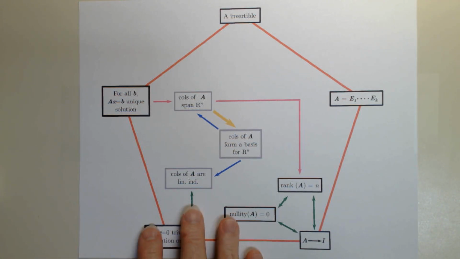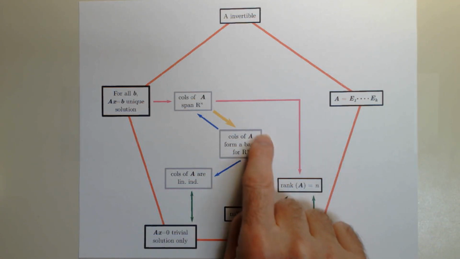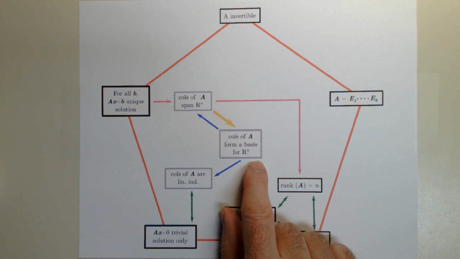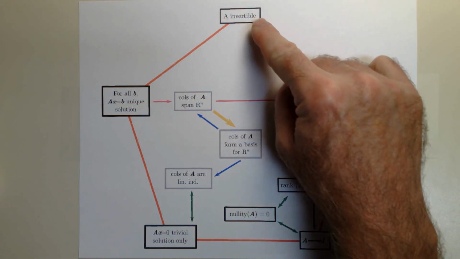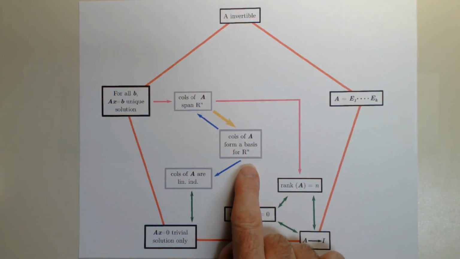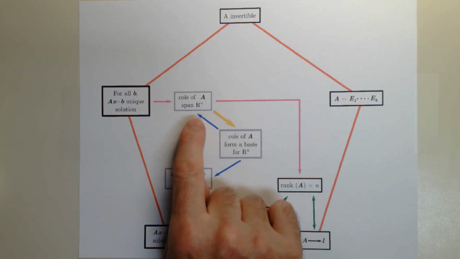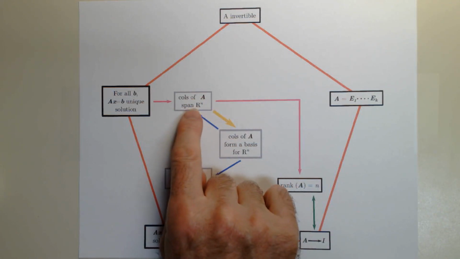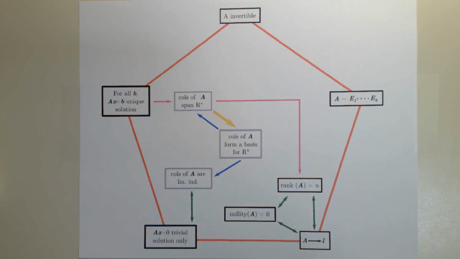Now, if we stopped our argument here, we would not quite be done. The statement that the columns of A form a basis for Rn would have no arrow directed into it. In other words, there'd be no way of knowing that if A is invertible, the statement that the columns of A form a basis for Rn would be true. And so we're going to remedy this by showing the existence of this yellow implication arrow. We're going to show that if we know that the columns of A span Rn, then we in fact know that the columns of A form a basis for Rn. And here's how the argument's going to go.